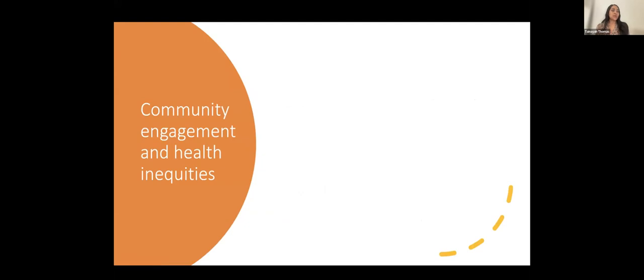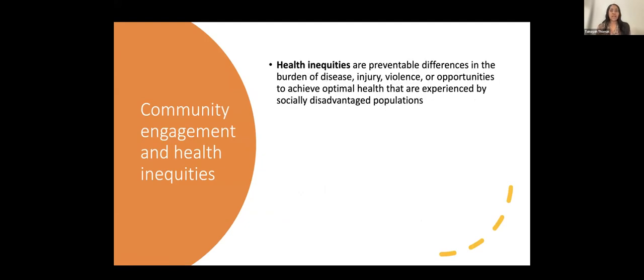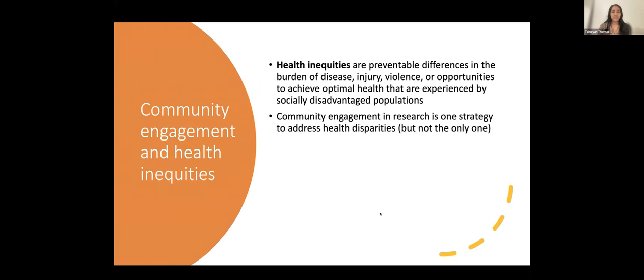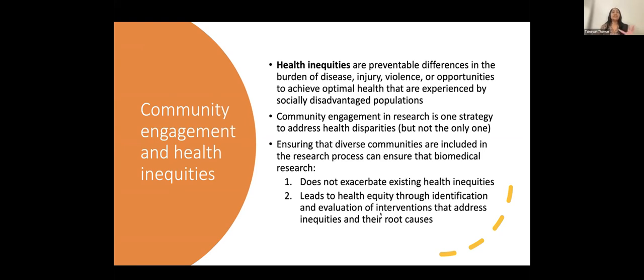So now we're going to talk a little bit about community engagement in health inequities. Just a small orientation. Health inequities are preventable differences in the burden of disease, injury, violence, or opportunities to achieve optimal health that are experienced by socially disadvantaged populations. Community engagement in research is one strategy to address health disparities, but obviously not the only one. Ensuring that diverse communities are included in the research process can ensure that in biomedical research we don't exacerbate existing health inequities. And then hopefully it leads to reducing health inequity through identification and evaluation that addresses inequities in their root causes.